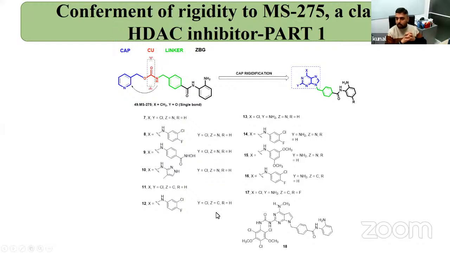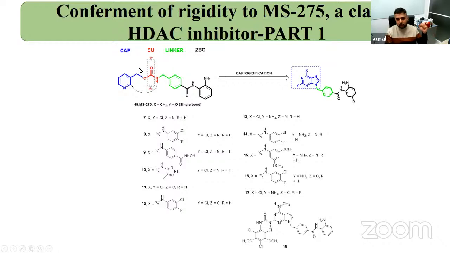The first approach was structural engineering attempts on MS275, a very potent class 1 HDAC inhibitor, a very potent anti-cancer compound also. So the enzymatic and cellular activity was never an issue with MS275. But the issue was it has not been able to advance from the clinical studies to the approval levels. So we need to do something to make sure that it, or a structural analog or clone of this compound, becomes an FDA approved drug.